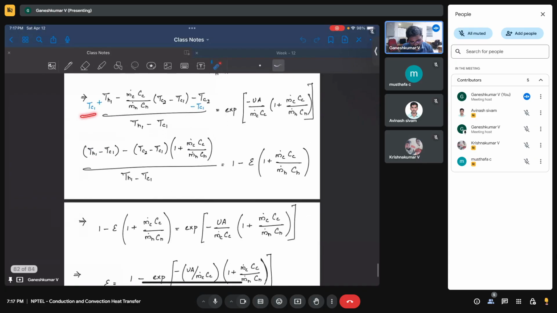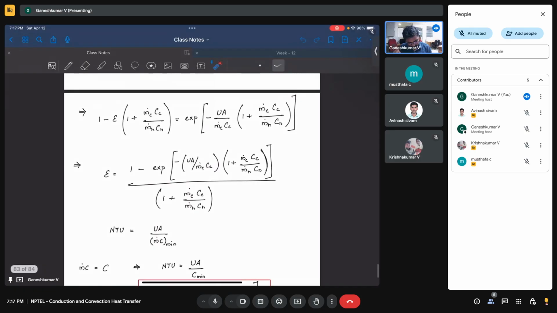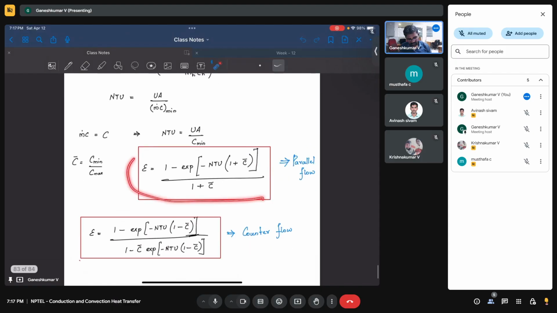We introduced these things, and then we rearranged it so that you can express effectiveness and NTU with some relation. Okay, so at the end, if you define NTU as UA by C min, which is the number of transfer units, then your effectiveness formulation will become something like this for a parallel flow heat exchanger. Similarly, you can repeat this analysis for counterflow, and you will end up having an effectiveness of this. Okay, these are the two formulas that you may need to remember.